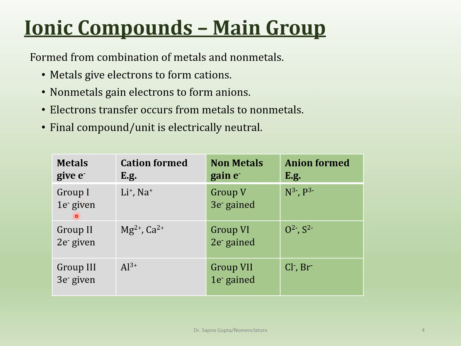So the cation you form from group 1 is always going to be +1, okay? Always. Group 1, +1. Group 2 will always give 2 electrons and it will be +2. Group 3 will always be +3. These will all form cations, right? So group number 1, 2, and 3 will always form cations.